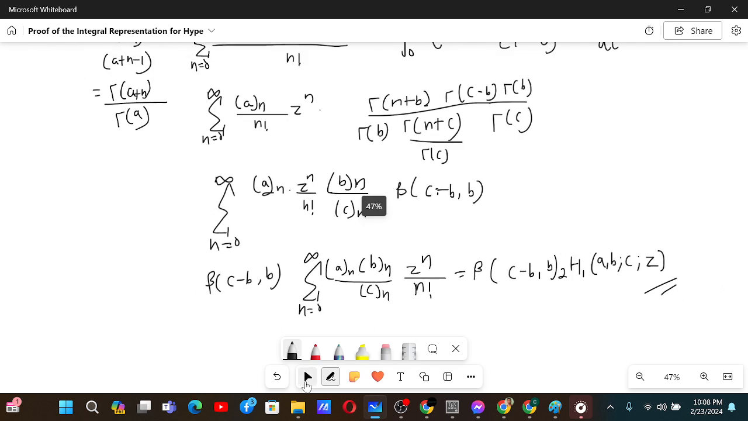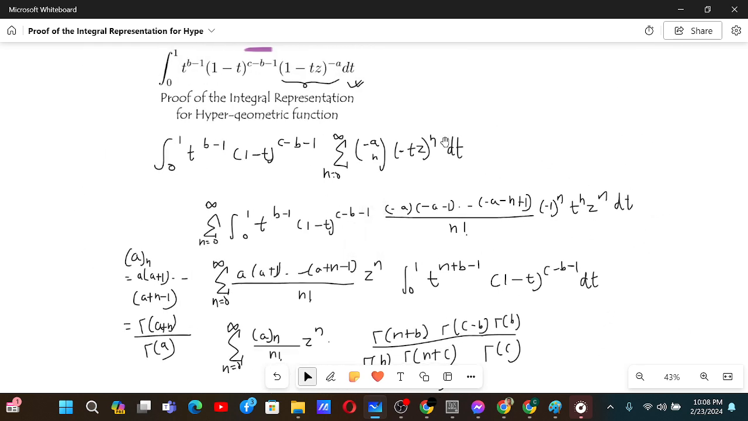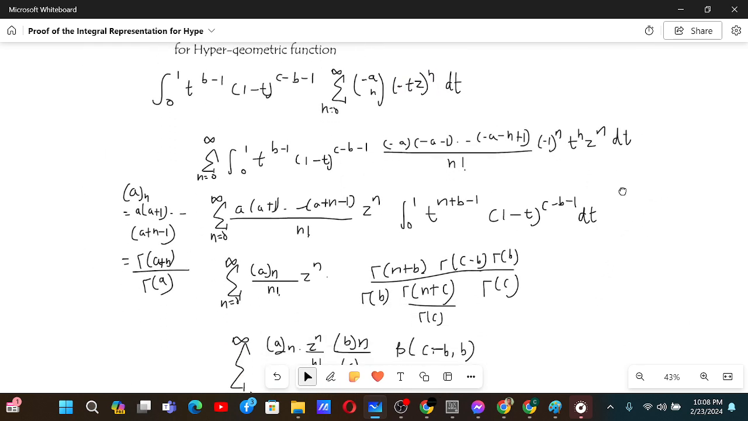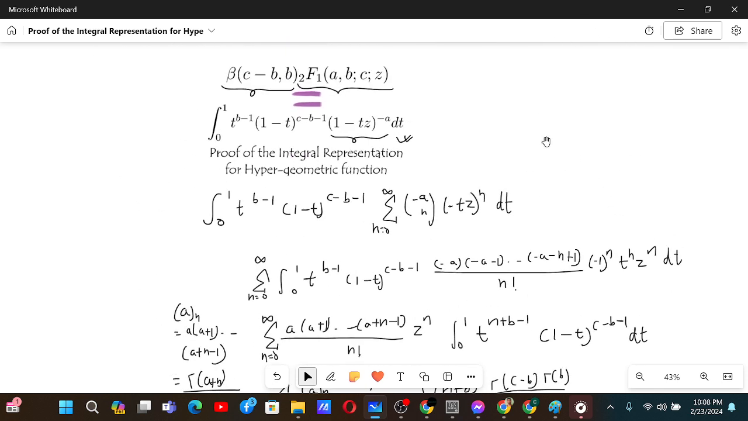So this was the proof. The proof involved the binomial expansion and beta function only. So this proof was kind of easy, and I hope you understood the proof.